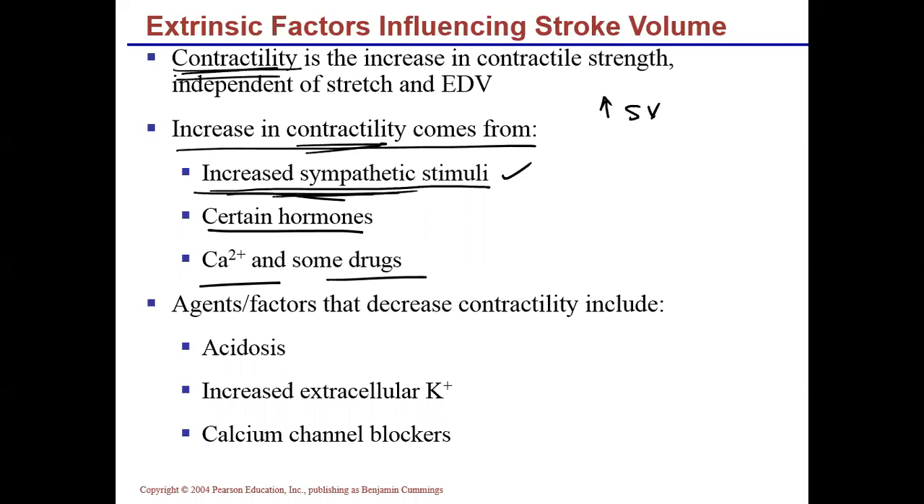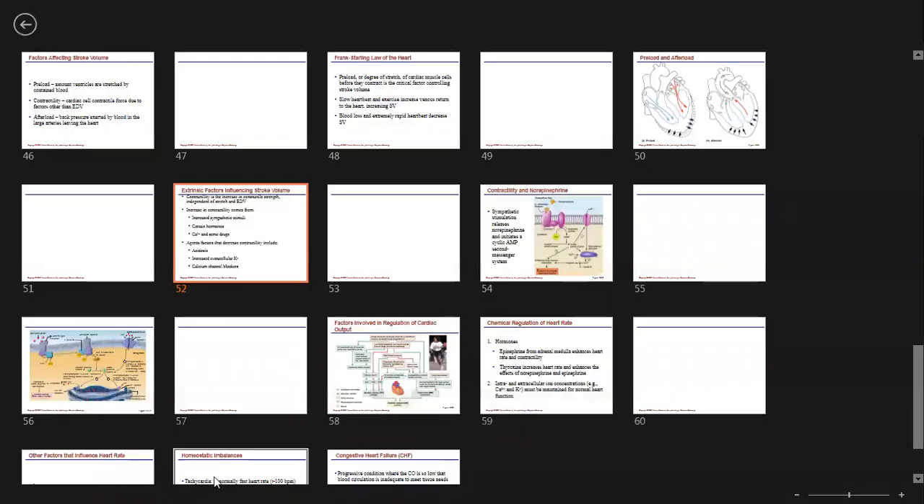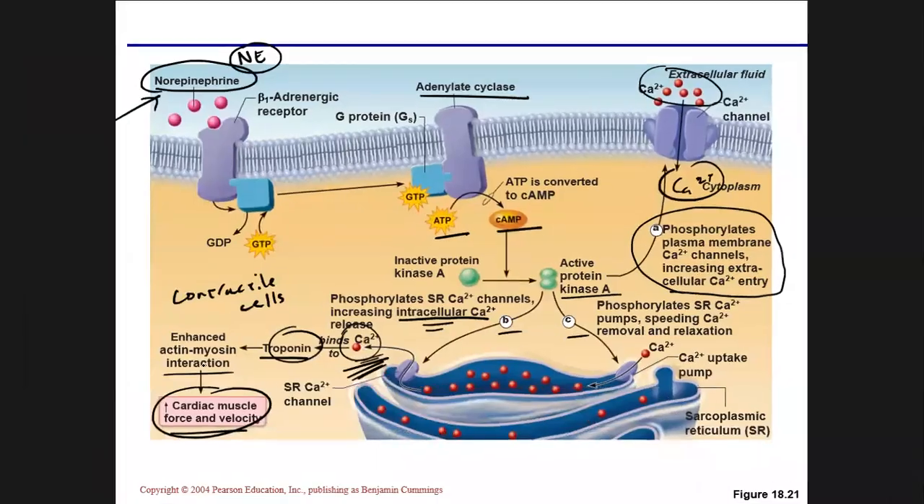Similarly, factors that decrease the contractility could also be involved. One is acidosis. When we have acidosis, we're messing up the pH. And we mentioned the pH is an important factor in the activation of certain enzymes. Certain enzymes that work under normal conditions don't work under acidic conditions. So you might ask me, what enzymes are there? Well, we can take a look here.